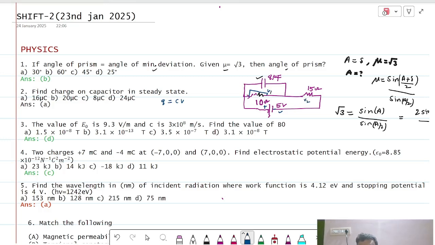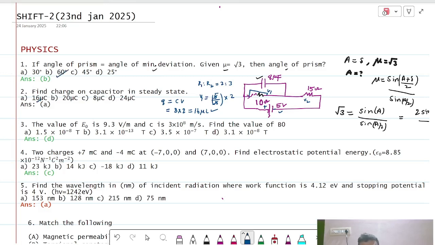Because these two resistors are in series, the potential divides between this branch and this branch in the ratio of resistances. R1 and R2 are in the ratio 2:3. Here V1 is equal to I into R, so taking the ratio 2 and 3, 5 total, here it is 2 volts and here 3 volts. So V1 is equal to 2. Now Q is equal to C into V, 8 microfarads into 2 volts, that equals 16 microcoulombs. This is the answer.